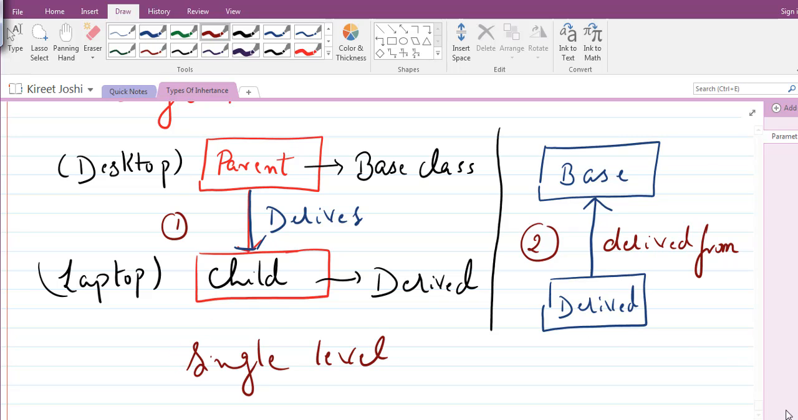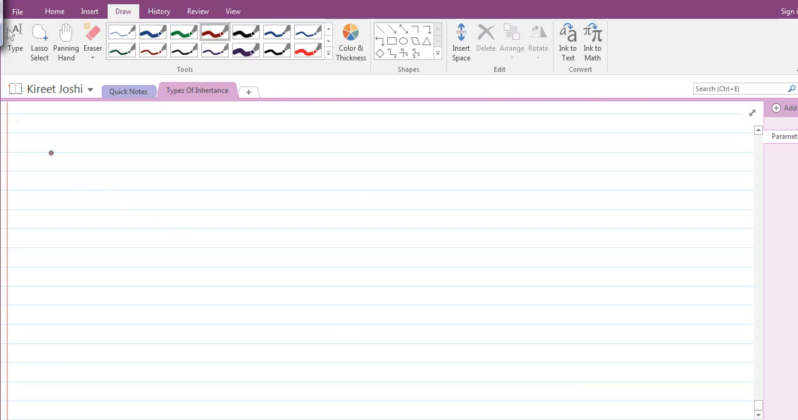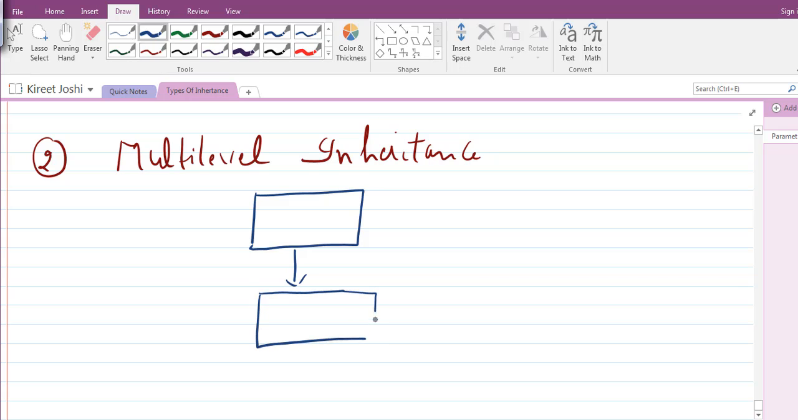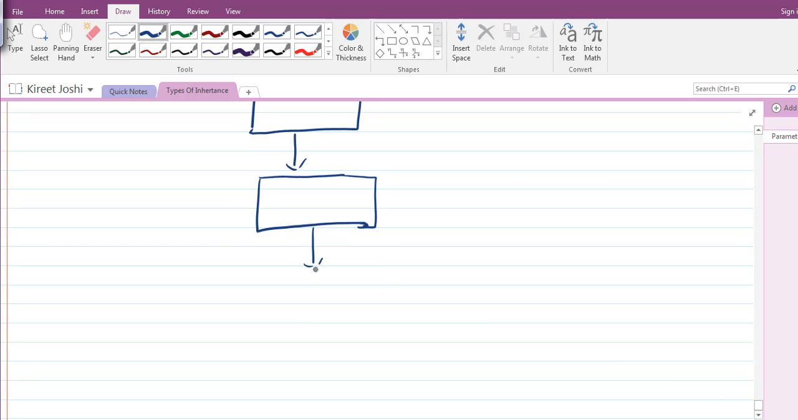The next type of inheritance that we will read is multi-level inheritance. As the word says, multi-level means that there is more than one level in this type of inheritance. So we'll draw the figure. It is very important to understand the concept of inheritance with the help of diagrams, because these pictorial representations will tell you how you can resolve real world problems with these blocks.